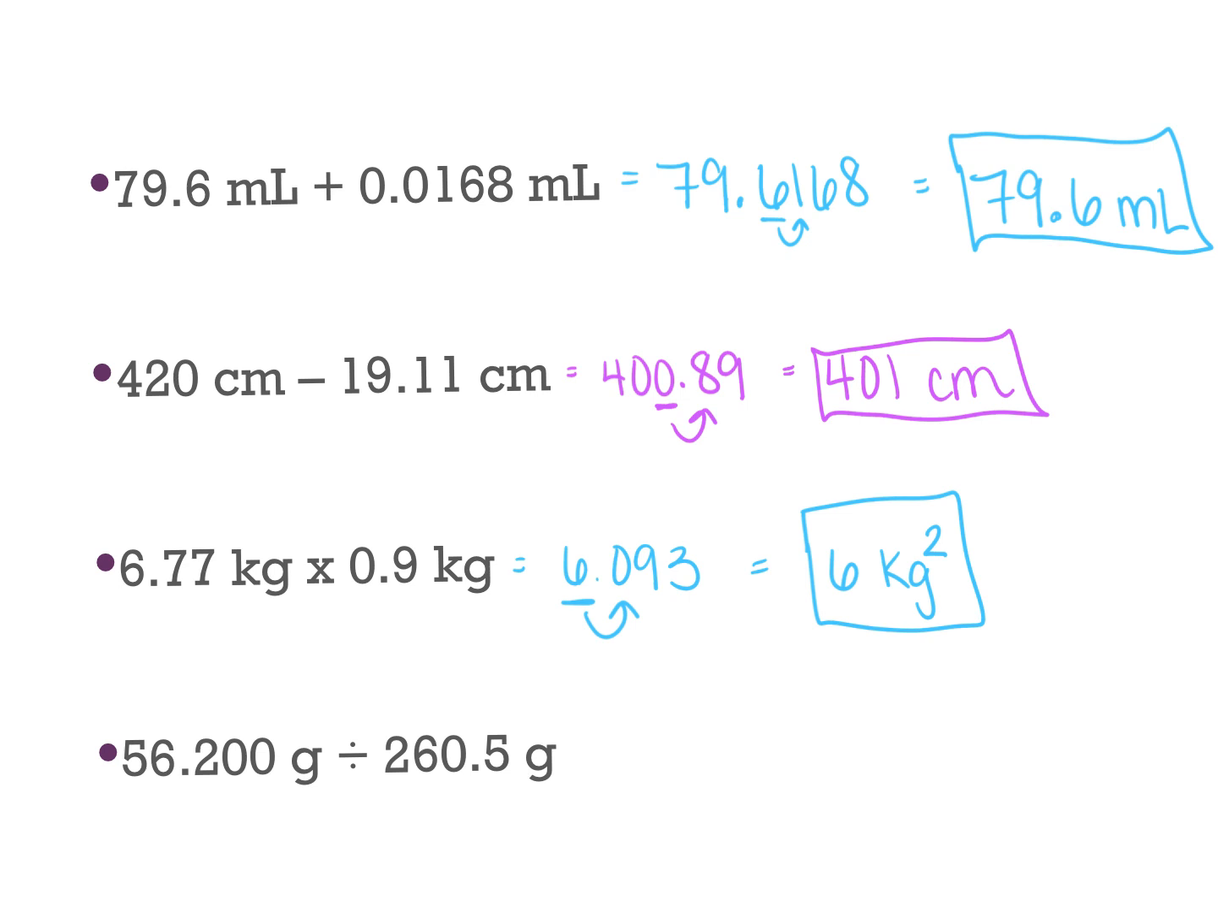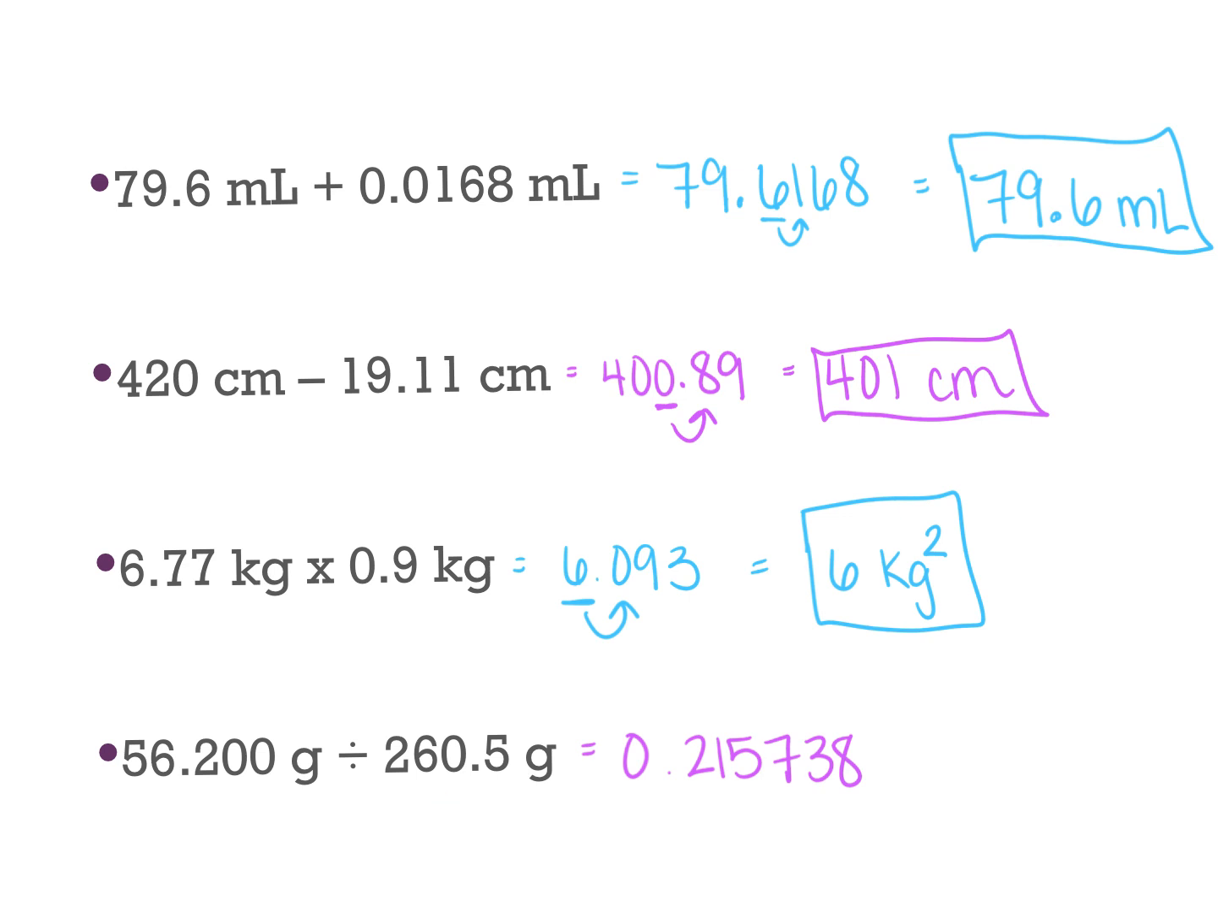And then last one, what's 56.200 divided by 260.5? 2157. Give me 1 or 2 more digits. 38, that's good enough. Okay, we're dividing. So what's the rule for division? Sig figs. How many sig figs in 56.200? 5. All 5 of those count. What about 260.5? 4.